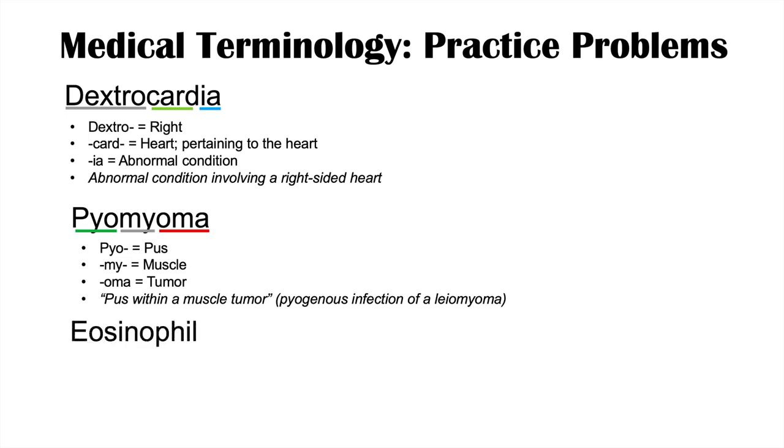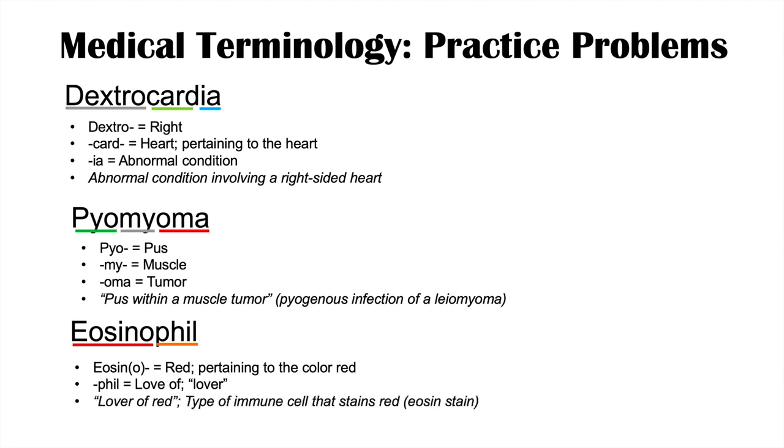The next word is eosinophil. Again, we break that word down. Eosino means red, or pertaining to the color red. And the suffix phil means, or you can think of it as phile or philia, love of, and you can think of it as lover. When you put this together, it means lover of red, or lover of the color red.